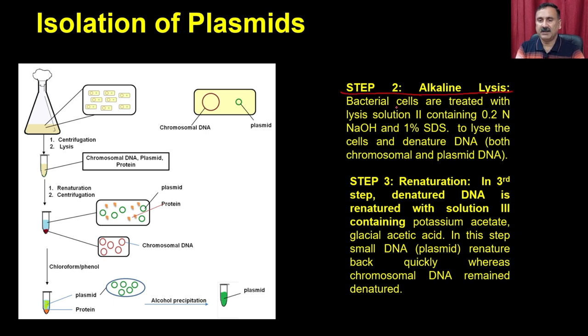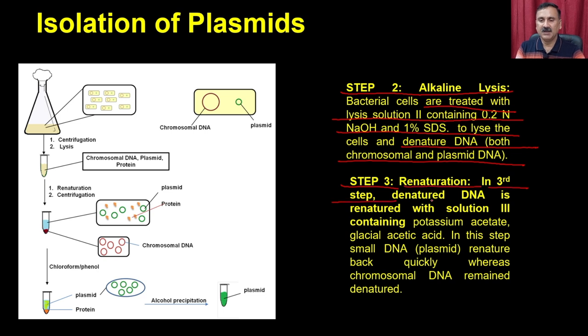Bacterial cells are treated with solution 2 containing 0.2 normal NaOH and 1% SDS. What happens is that the NaOH denatures the DNA, whereas the SDS breaks open the cells and lyses them. It denatures the DNA, both the chromosomal and the plasmid DNA. Then in step 3, you are going to do renaturation.